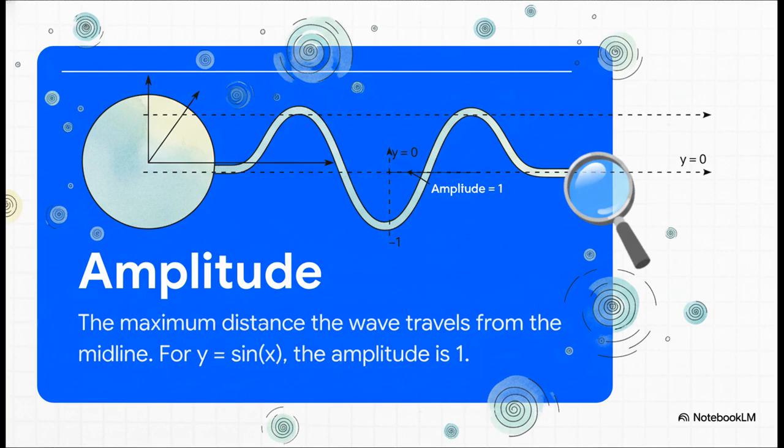All right, let's talk about amplitude. Remember our unit circle? Its radius was 1, right? That means the point never went higher than 1 or lower than -1. So it makes perfect sense that the amplitude of our wave, its maximum height from the center, is exactly 1. Think of it like the wave's intensity or power.